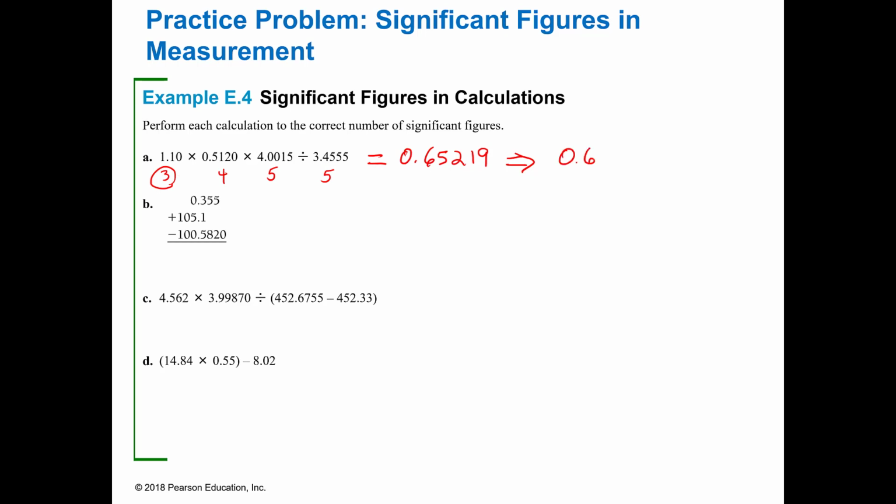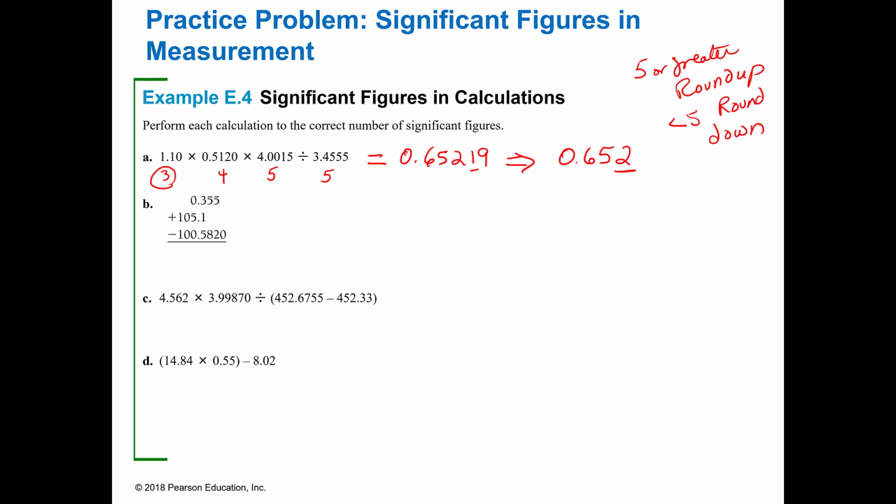So 0.65, and this one remains a 2 because the next number was a 1. So if it's 5 or greater, you round up. And if it's less than 5 in the next number, you round down. Should probably remember those rounding rules.